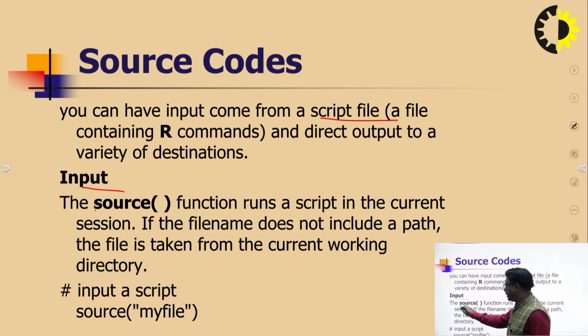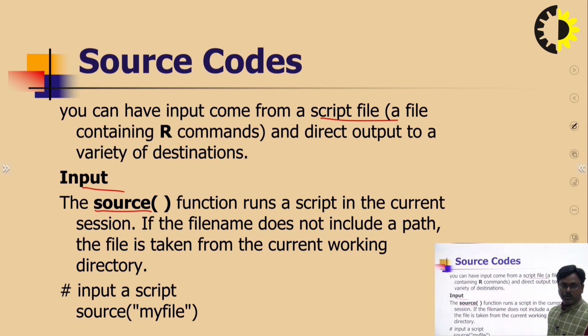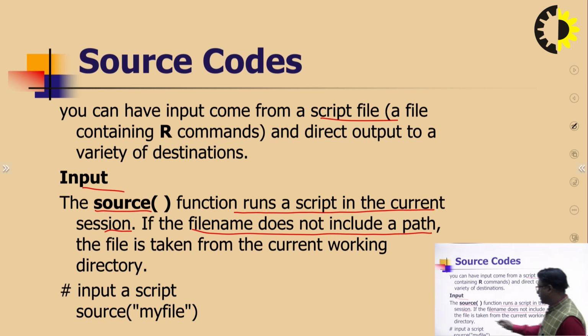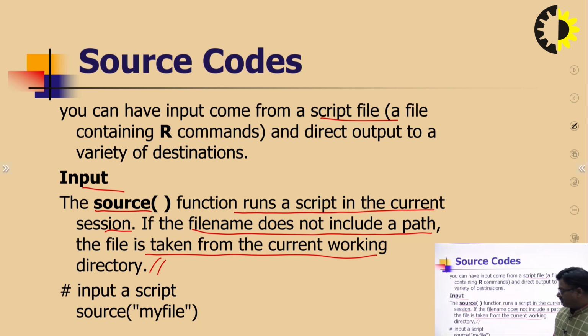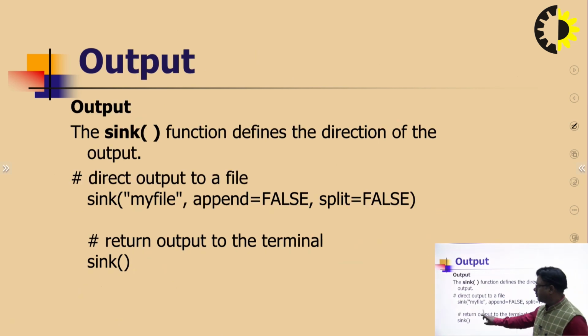You have to give the file as input to the source function. By simply calling the source function, we run all those scripting commands in our program. The function runs a script in the current session, and if the file name does not include a path, the file is taken from the current working directory, meaning whatever directory we are working in within R. It will load all your script code from that file. This is what is being done.